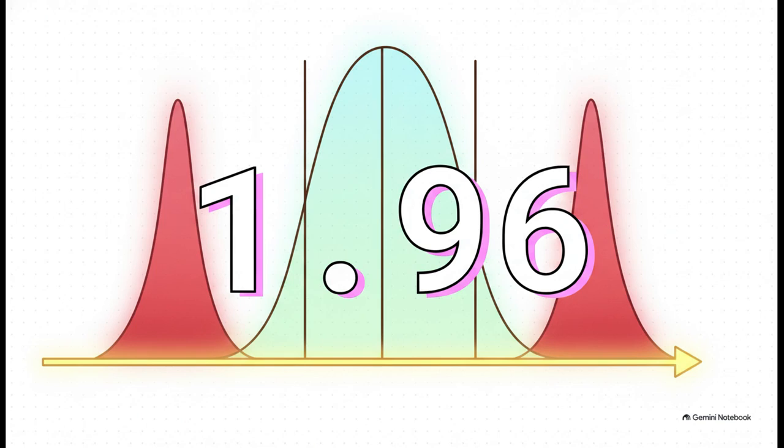And notice how that 5% alpha translates into a physical boundary on a graph. For a standard two-tailed test, the critical z-value is 1.96. If you calculate your test statistic and it falls somewhere between negative 1.96 and positive 1.96, well, the evidence just isn't strong enough. But if it falls beyond those numbers, you've crossed the bright line. You are officially in the rejection region, and you can confidently say your result is statistically significant.